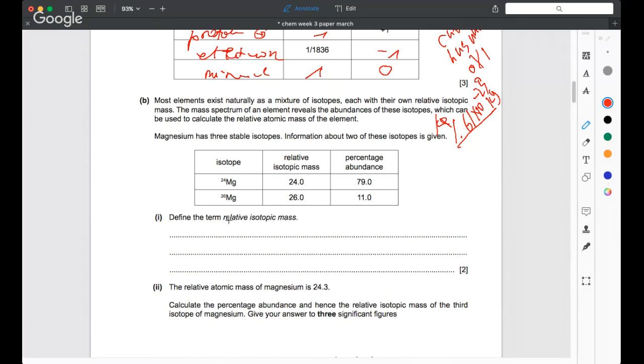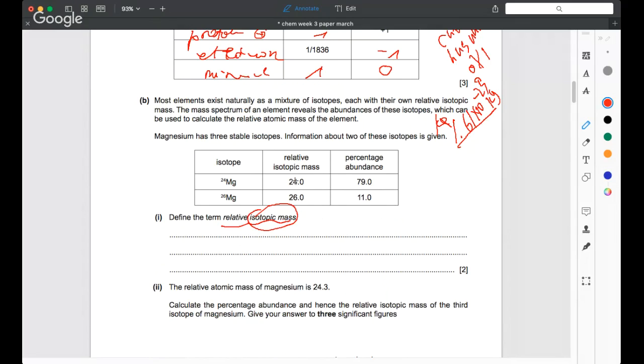So there are 2 terms. One is isotopic mass, one is relative. So isotopic mass is the mass of the isotope. That's simple, right? That's literally what it means. And if you add the term relative, it's relative to the mass of a carbon atom. So a unit of 1 means that it's 1/12 of the mass of the carbon atom.